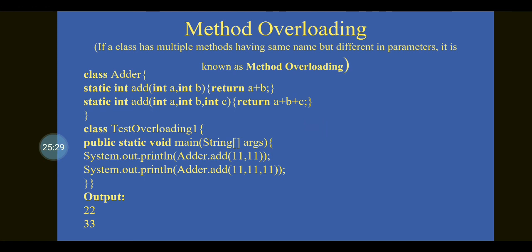So this is what we call method overloading. Here there are two add methods. The two methods have the same name, but they differ by their parameters. In the first method we have two parameters, and in the second method we have three parameters.